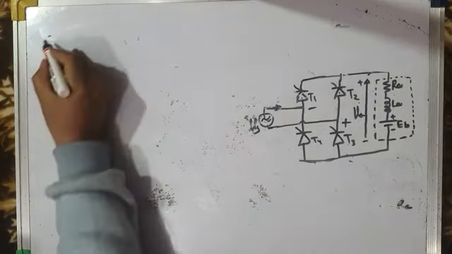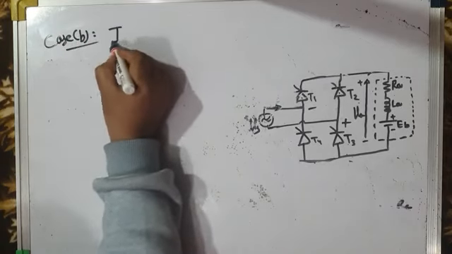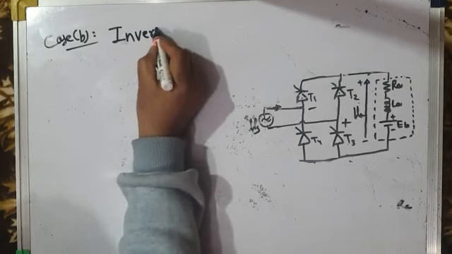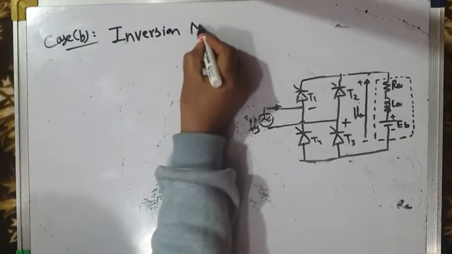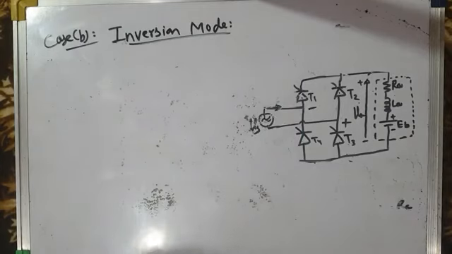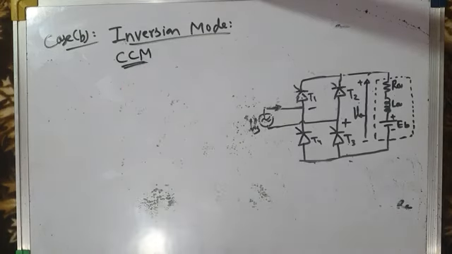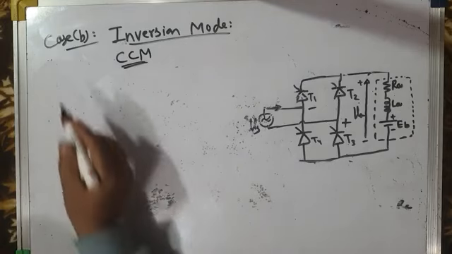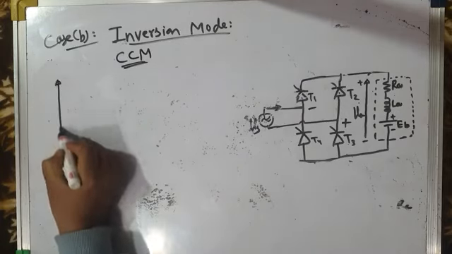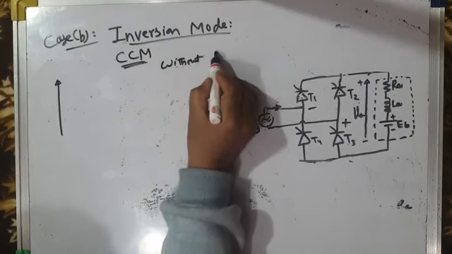Now what about the inversion mode of operation? Case B is the inversion mode of operation. In the inversion mode of operation also there can be two modes. Number one, continuous conduction mode, and number two, discontinuous conduction mode. Let us consider first the continuous conduction mode, in the inversion mode of operation without freewheeling.